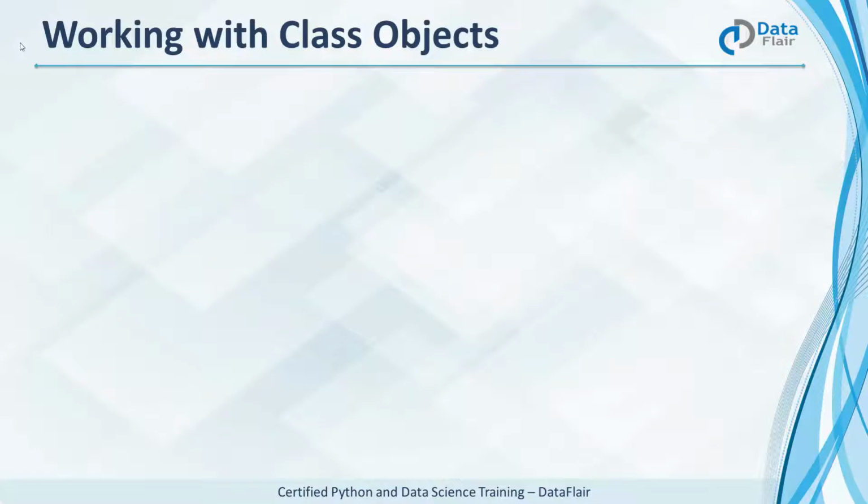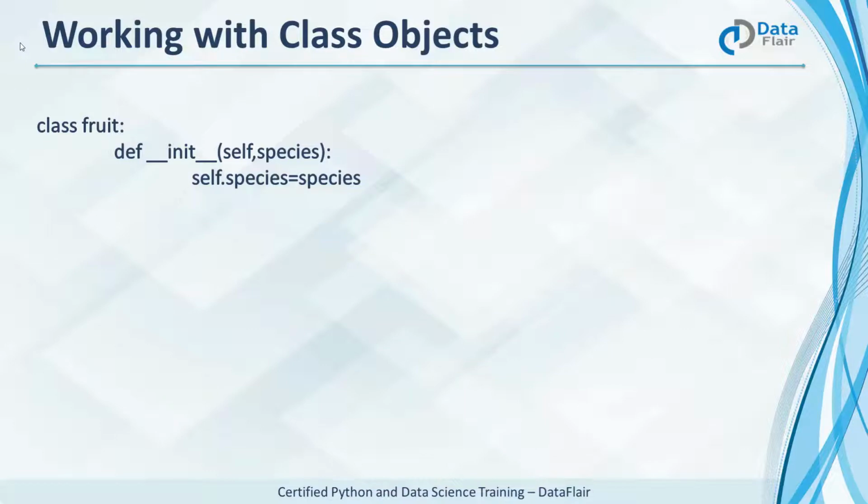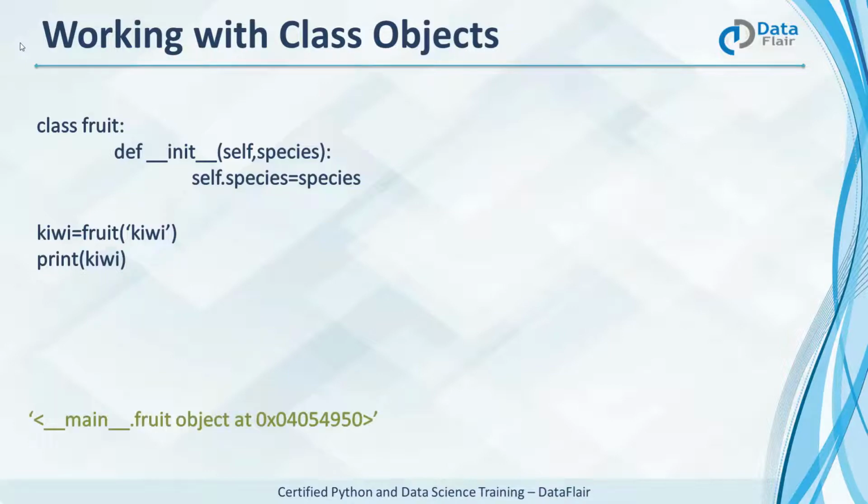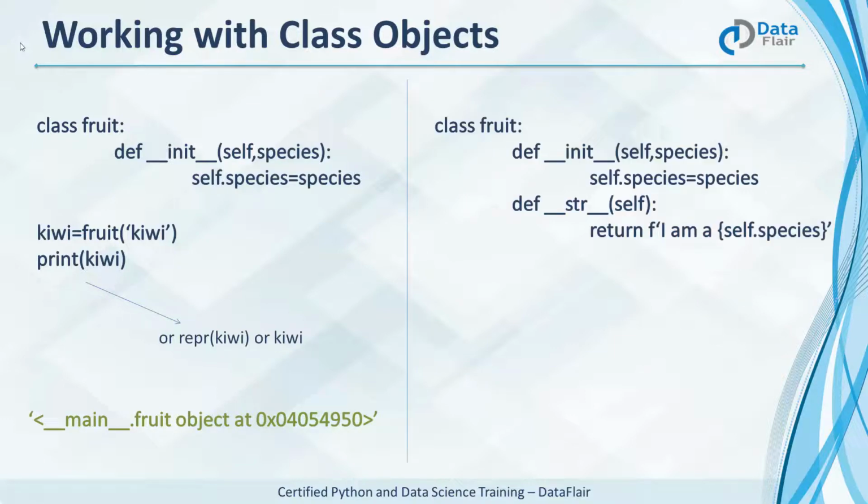Let's do one more. This is class Fruit. It does not override the Repr method. Kiwi is an object of this class. If we print this, this is an object of the Fruit class. We could also try Repr of kiwi or simply kiwi instead for this output. If we define this again, but with our own implementation of the str method this time, and kiwi is its object, it now prints I am a kiwi as we instructed it to do.